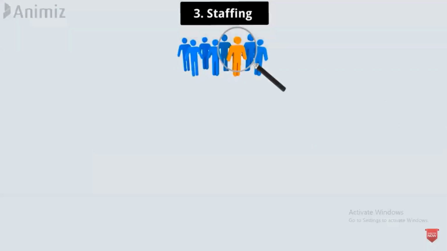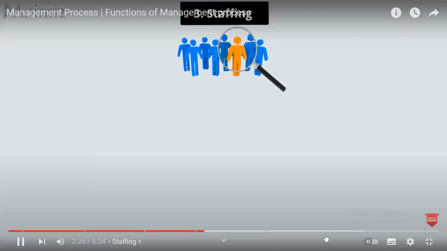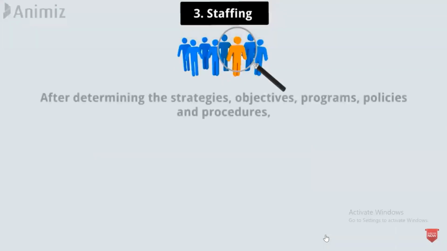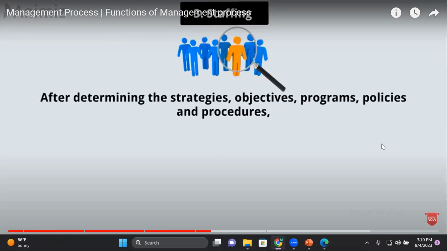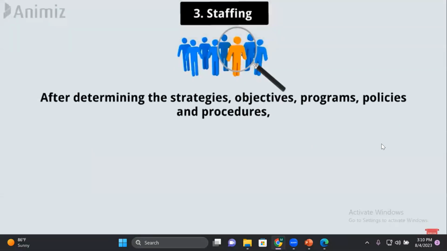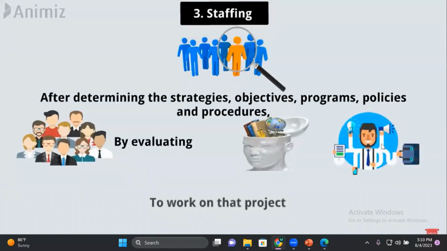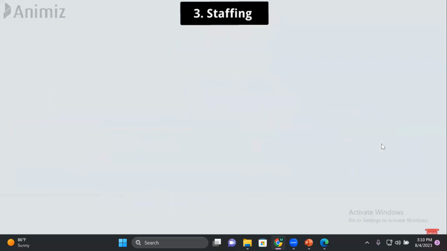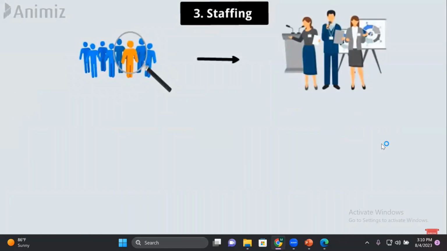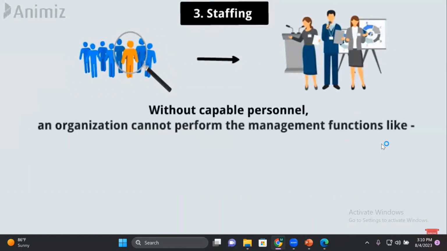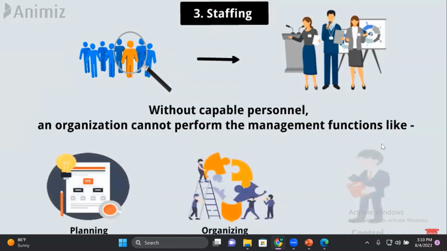Staffing is a constant and fundamental step in the management process. After determining the strategies, objectives, programs, policies and procedures, managers select a group of people by evaluating their knowledge and skills to work on that project. This process is called staffing. Staffing is the key to the efficient performance of other functions of management. Without capable personnel, an organization cannot perform the management functions like planning, organizing, control, etc.